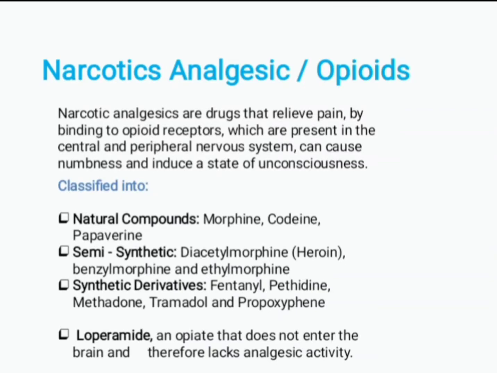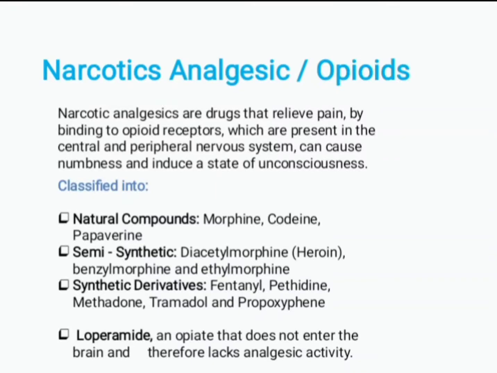They are classified into natural compounds, examples are morphine, codeine, papaverine. Second, semi-synthetic, examples are diacetyl morphine, benzyl morphine, and ethyl morphine. Then synthetic derivatives, examples are fentanyl, pethidine, methadone, tramadol, etc. Then loperamide. Loperamide is an opioid that does not enter the brain and therefore lacks analgesic activity.